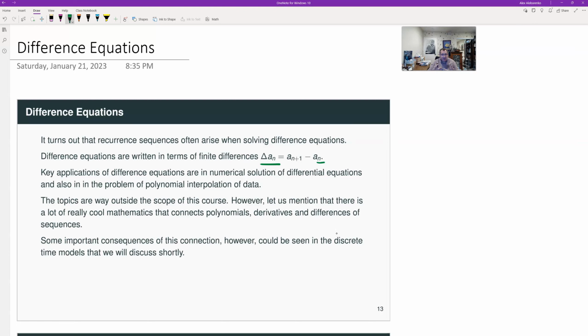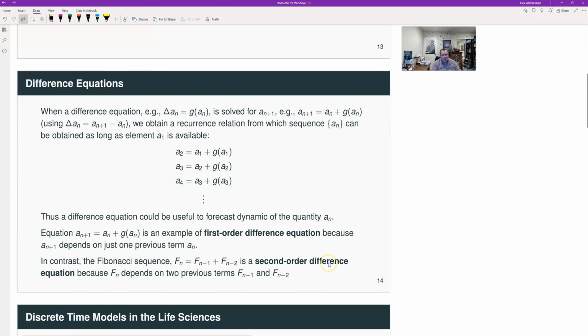We're not going to see them in this course, but just to give you a little bit of flavor, the key applications of these is solving differential equations, which is a lot of modeling, including pharmacokinetics, population modeling. And also, you will see those differences in the problems of interpolating the data points. Now, this whole topic is way outside of the course, but there's a lot of mathematics that connects polynomials, derivatives, and these difference equations. So, how are difference equations and recursive sequences connected?